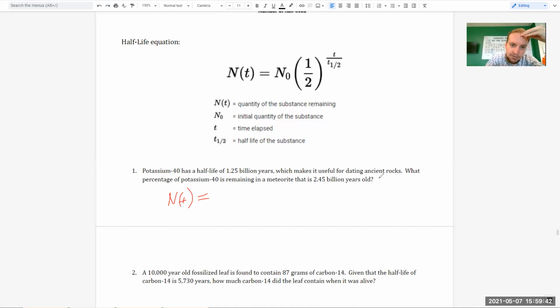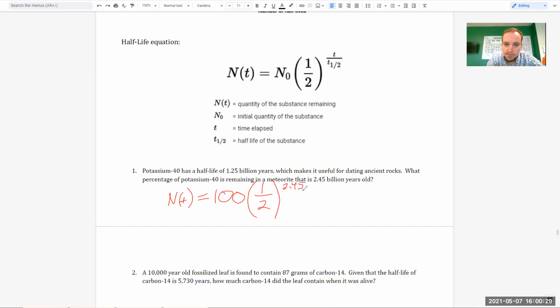Well, they don't give us the amount that we initially started, but they kind of do because they're asking for a percentage. If they're asking for a percentage, then wouldn't the original be 100%? If the original is 100%, then whatever is left over, called NT, would be the remaining percentage, which is what they want. So we could basically use 100 as our starting amount because that's how percentages work. So N naught is going to be 100. I'm going to multiply that by 1/2, and then I'm going to raise that to T, which is the time elapsed, which is 2.45.